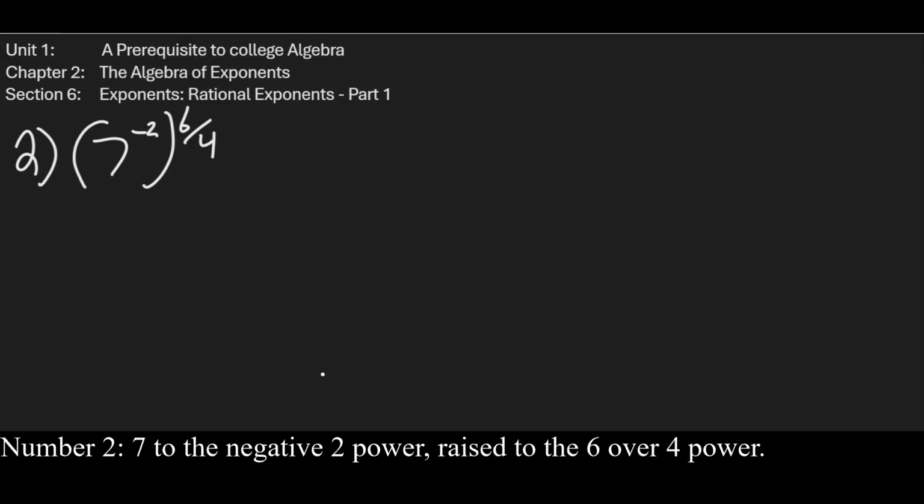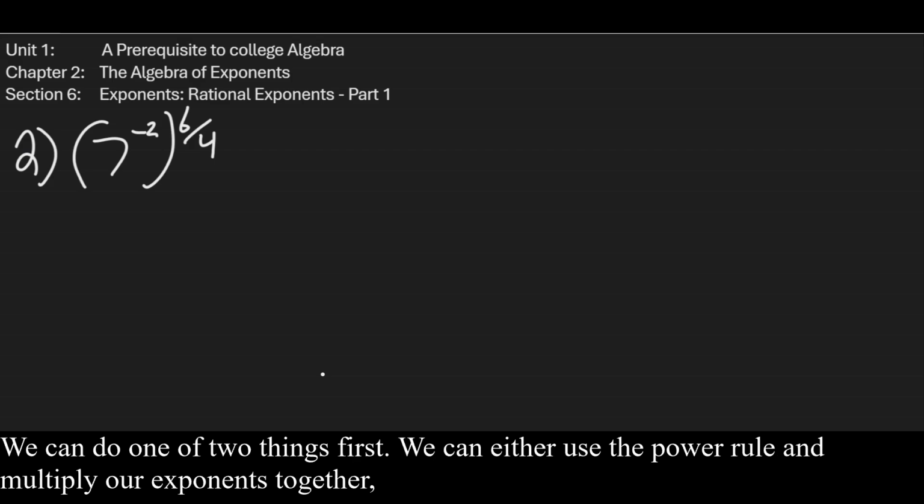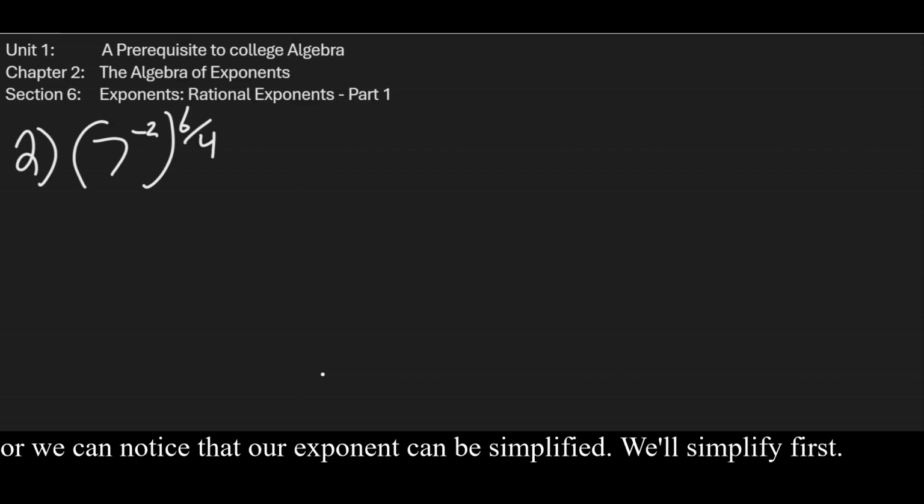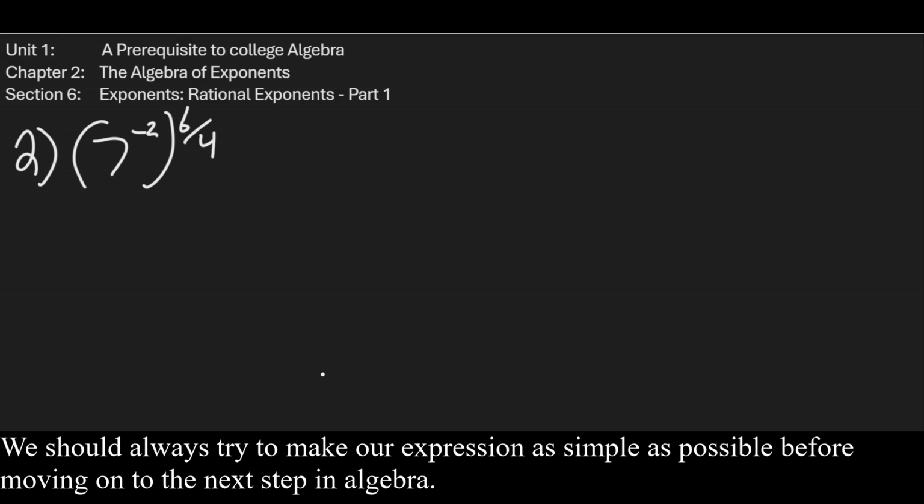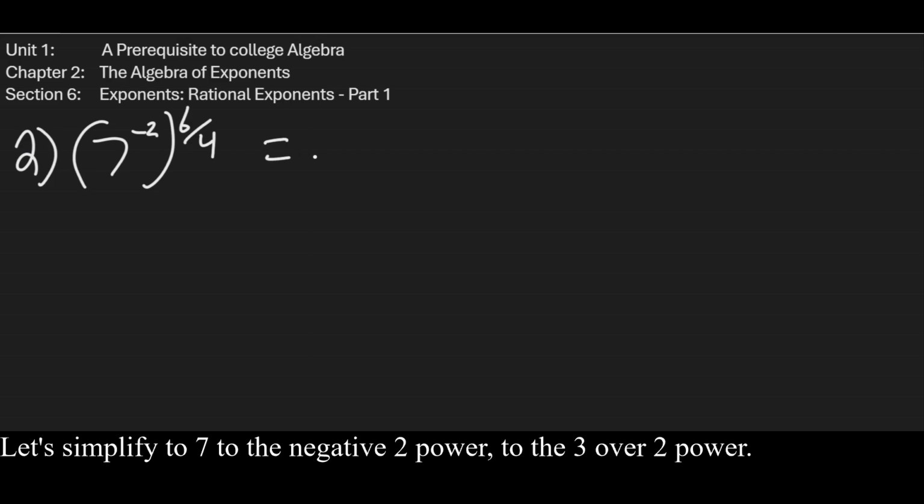Number 2, 7 to the negative 2 power raised to the 6 over 4 power. We can do one of two things first. We can either use the power rule and multiply our exponents together, or we can notice that our exponent can be simplified. We'll simplify first. We should always try to make our expression as simple as possible before moving on to the next step in algebra. Let's simplify to 7 to the negative 2 power to the 3 over 2 power.